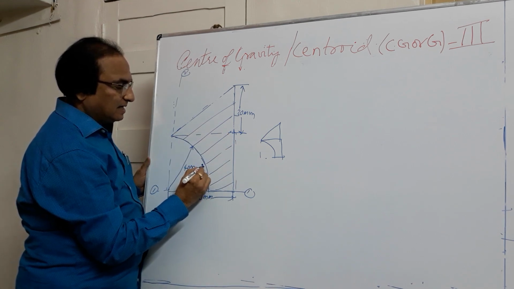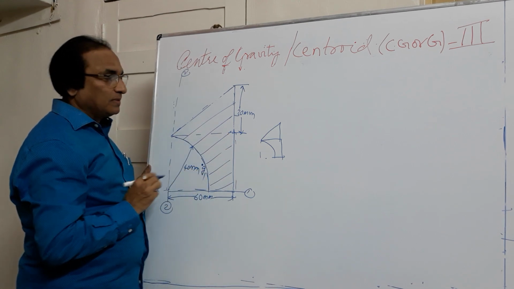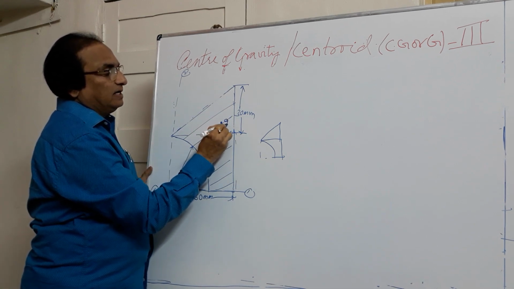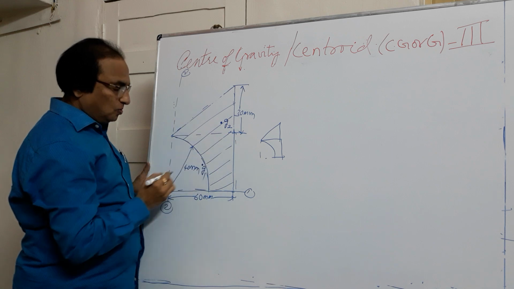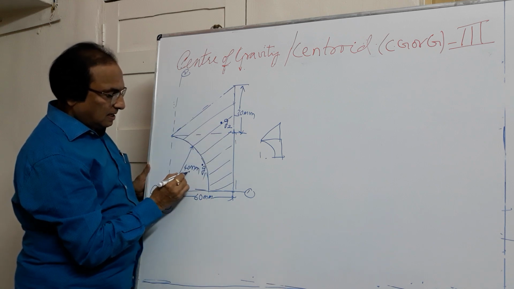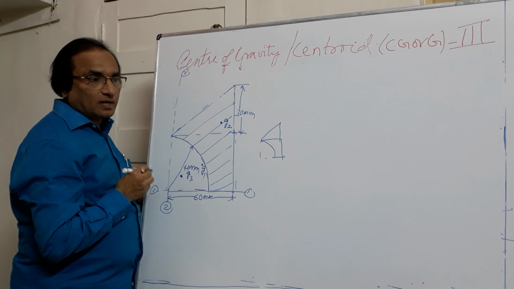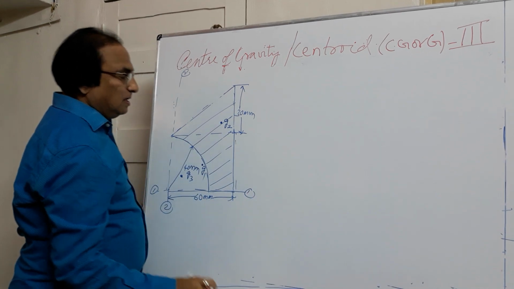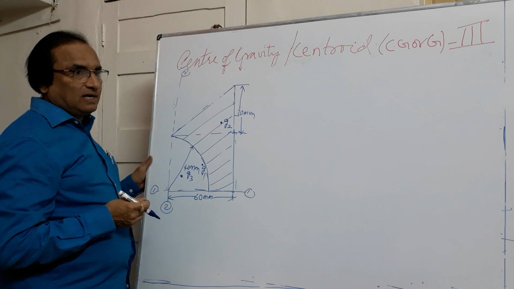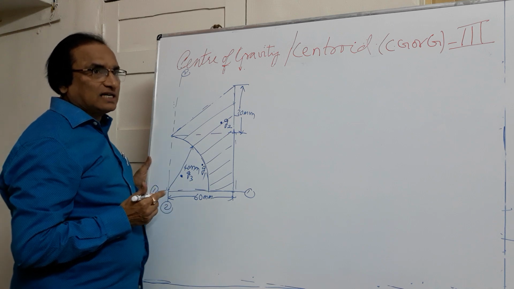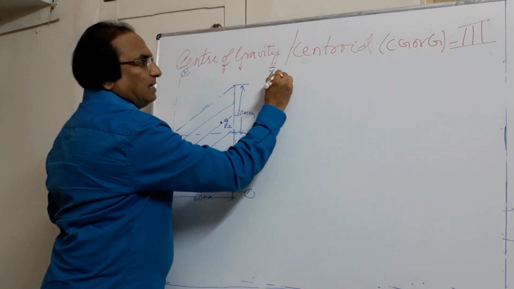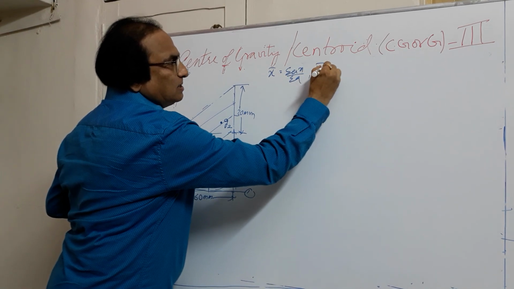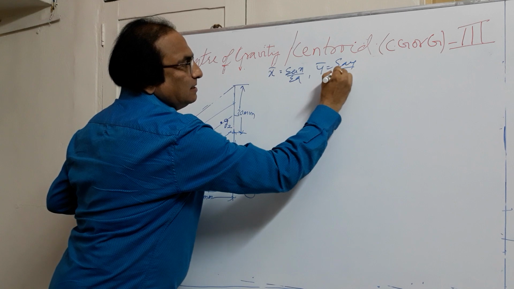If the rectangle is at the center, I will call it as G1. Then I will take the triangle. Centroid of the triangle is somewhere here, G2. From these two, we will punch out this quarter circle, G3. So one by one we will consider them. So for this, it is unsymmetrical about both x and y axis. We will have to find out both x bar as sigma ax by sigma a, and we will have to find out y bar by using sigma ay by sigma a.